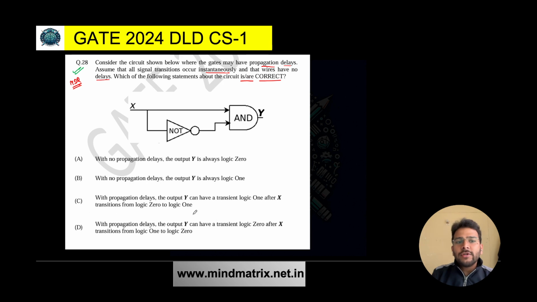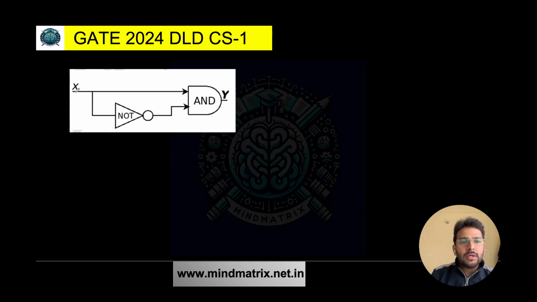So in the first case, we will consider that there is no propagation delay, and then we need to find whether A is correct or not, whether B is correct or not. And when you are considering propagation delay of a gate, then whether C is correct or not and whether D is correct or not, that you need to find out. I hope it is clear to you, right? So let's try to solve this question.